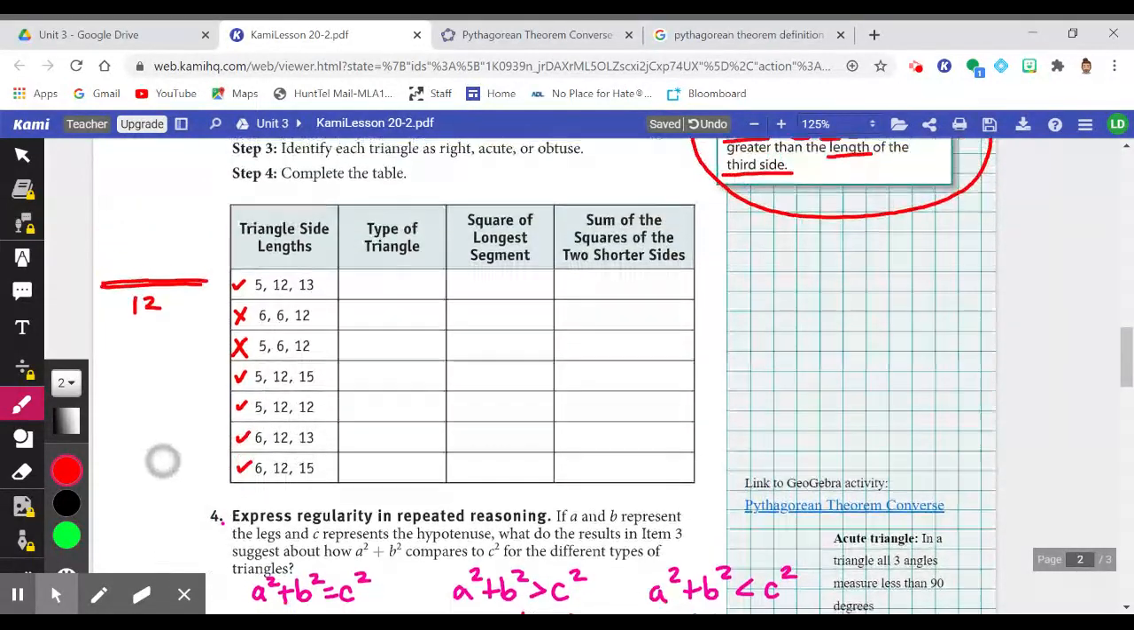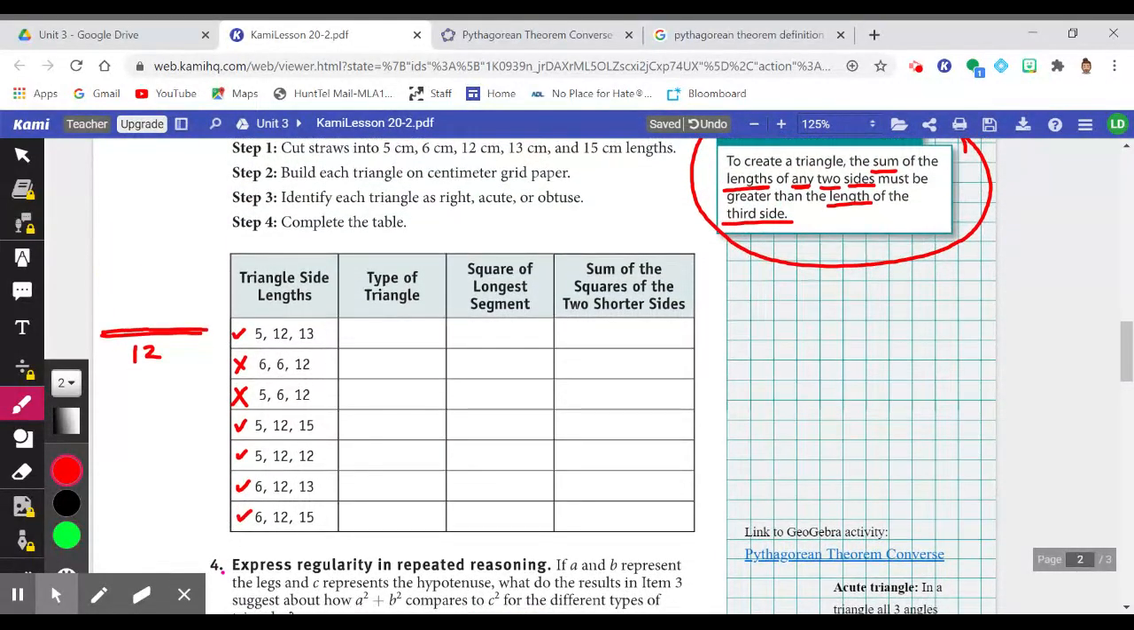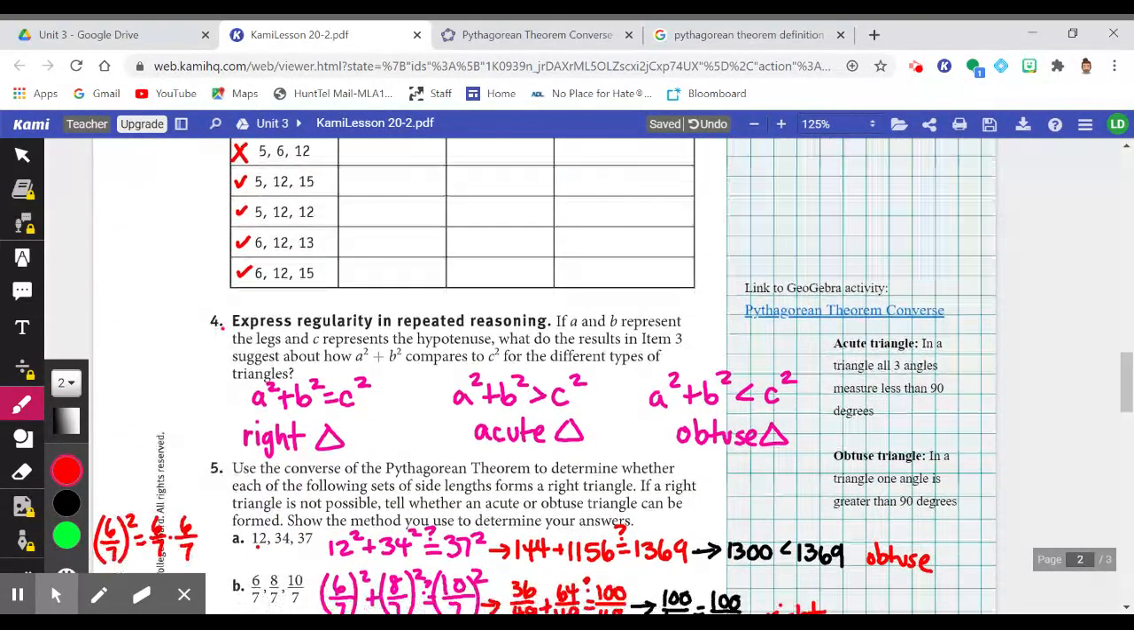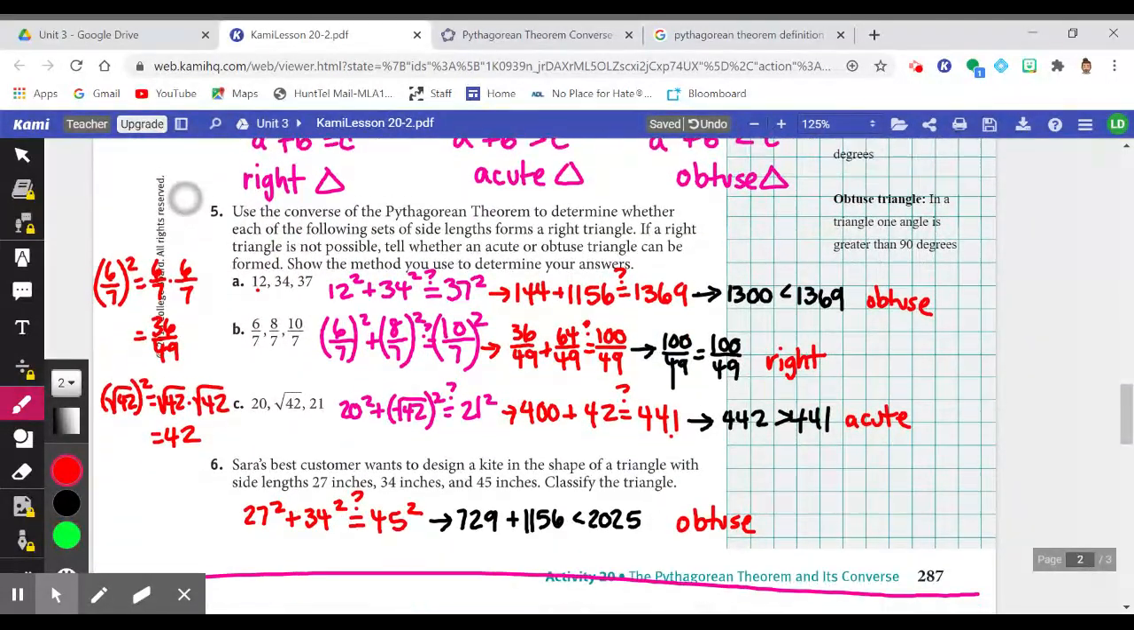So just a nice review of a geometric property you might have forgotten about from middle school to actually determine if it can make a triangle at all. If it can't make a triangle at all, then it definitely can't make a right, acute, or obtuse triangle. So I think that's important that we mention as we close out lesson 20-2.